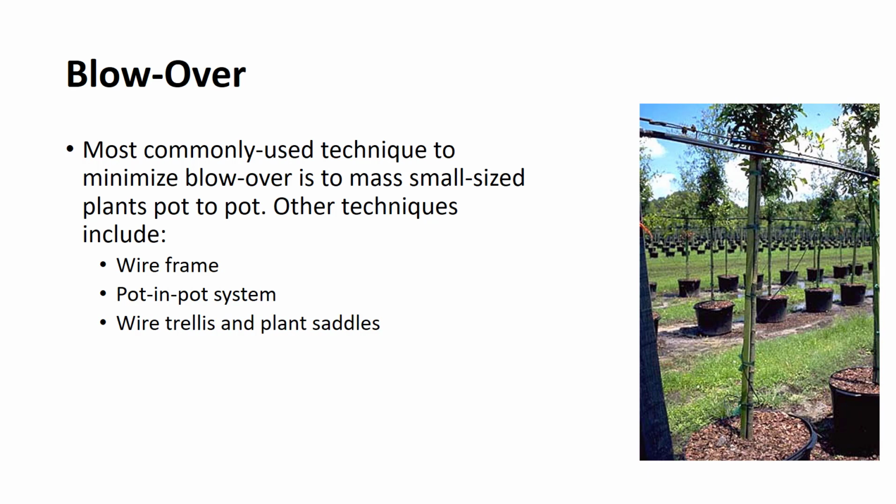A wire frame 4 foot wide composed of 6 by 6 inch openings is stretched over the container bed at a height of approximately 4 to 6 inches, secured, and plant containers are placed into the openings. For growers who have sites with well-drained soil, there is an option to use the pot-and-pot system, which prevents blowover. Another technique is to use the wire trellis and plant saddles. In this system, plants are attached to the trellis using the saddles.